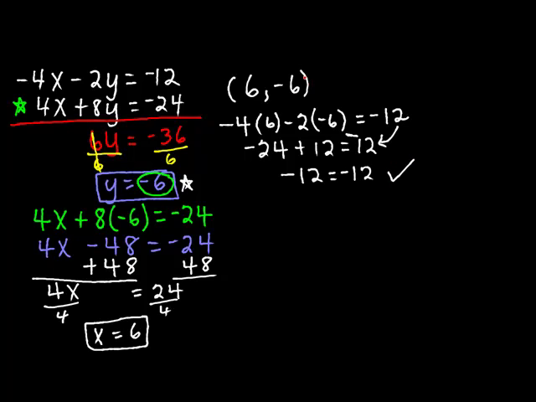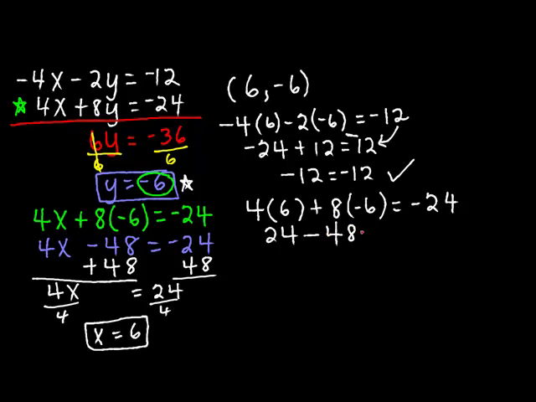Now I've got to make sure that it works on the second equation. So instead of 4x plus 8y, I'm going to write 4 times 6 plus 8 times the y value, negative 6, equals negative 24. That's going to give me 24 minus, okay, 8 times negative 6 is negative 48, equals negative 24. And negative 24 equals negative 24 is a true statement. Looks like I've got a great solution because it works for both equations.